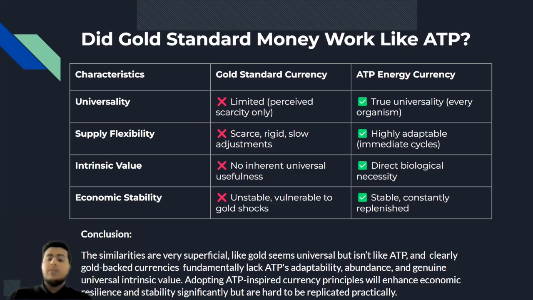Gold seems universal, but is actually not like ATP. And clearly, gold-backed currencies fundamentally lack ATP's adaptability, abundance, and genuine universal, intrinsic value. Adopting ATP-inspired currency principles will enhance economic resilience and stability significantly, but it's a very hard thing to do practically.